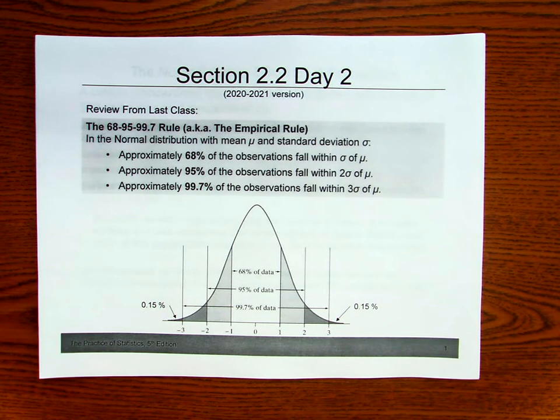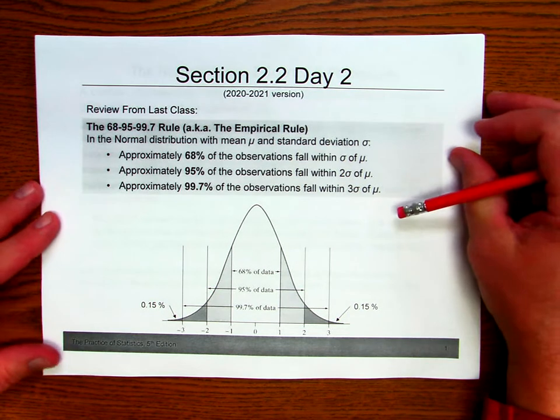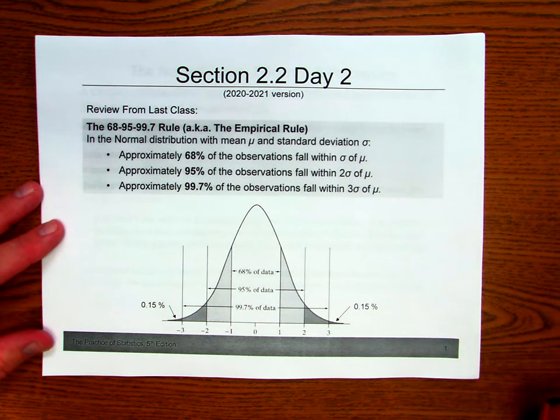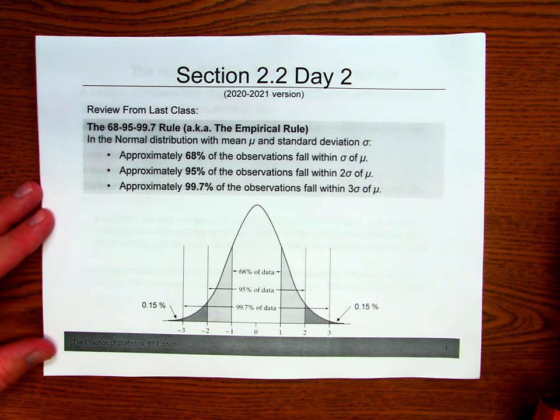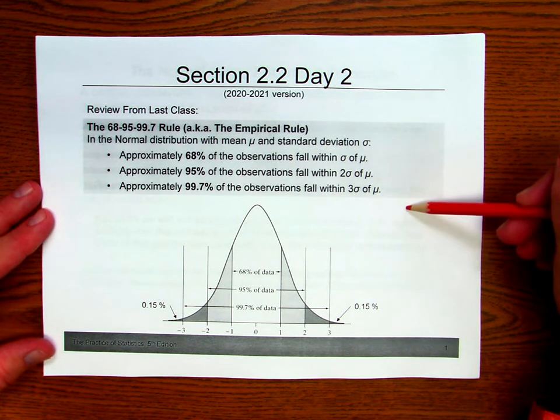All right, today is day 2 of section 2.2, and we are focusing on finishing up stuff that we need to know about a normal distribution or a normal density curve. A couple quick reminders before we dive into this. A density curve is any curve that's at or above the x-axis whose area under the curve is 1.